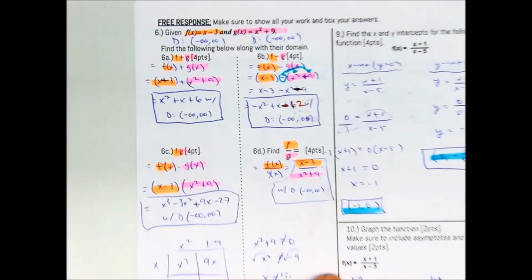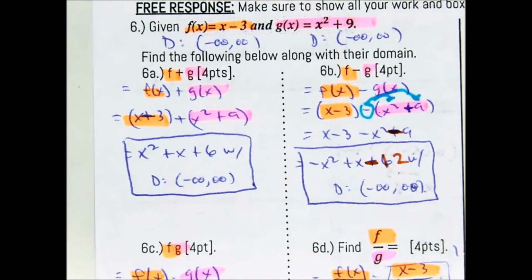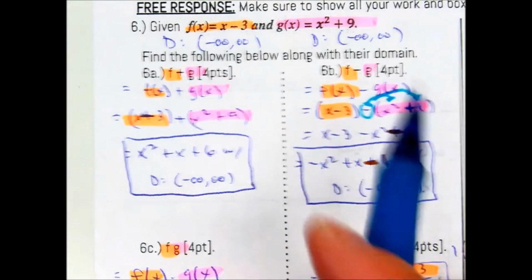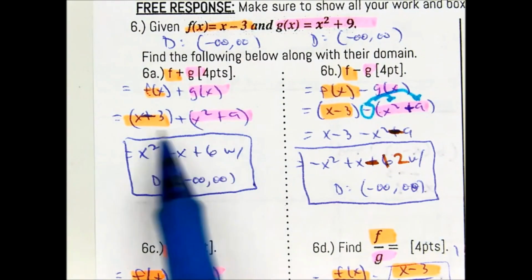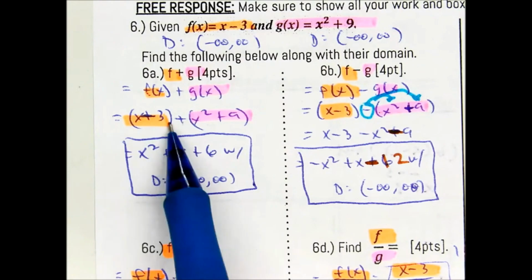So students who got this problem wrong had no parentheses. I put in my substitutions there. Notice here this is a plus sign, so you don't need the parentheses. Drop them, combine like terms: x squared plus x plus 6. And the domain is negative infinity to positive infinity.